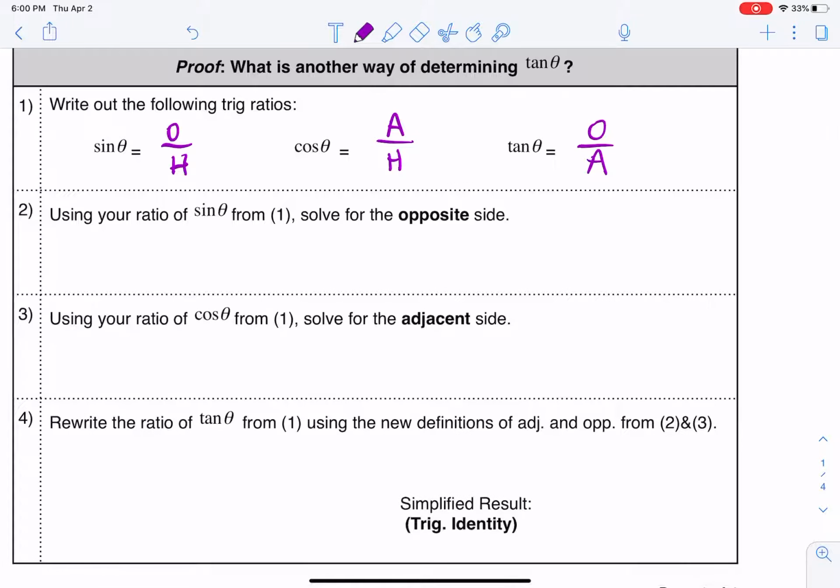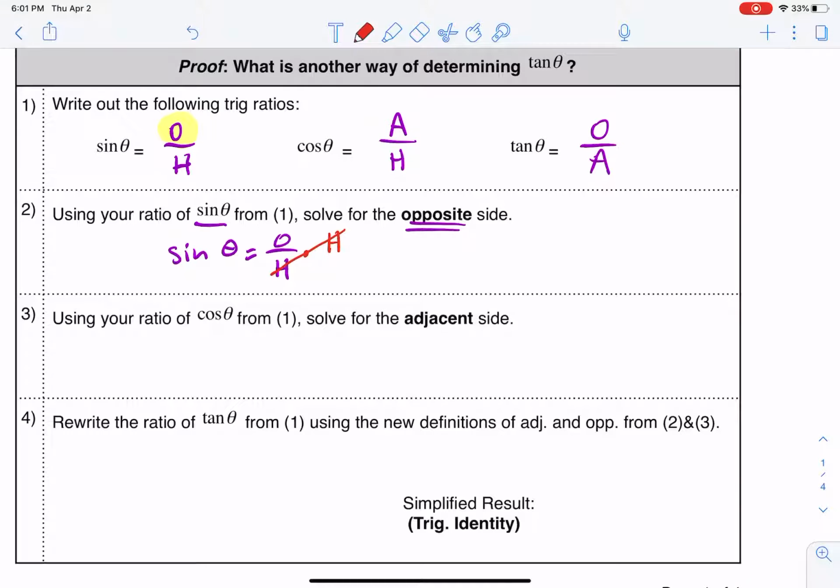Okay, so for the second part of this proof, we're going to use our ratio of sine of theta and solve for the opposite side. So we're going to be solving for our O in the equation. So let me just write it out. Sine of theta equals opposite over hypotenuse. So to solve for the opposite side, I'm going to need to multiply both sides by the hypotenuse. This will cancel. Do it to this side as well. And now I have a new equation for opposite. So opposite is equal to the hypotenuse times sine of theta.